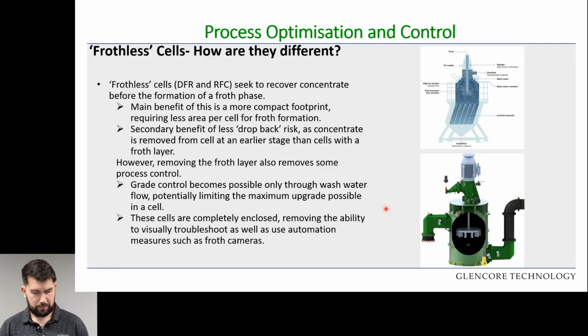And second is that the cells are completely enclosed, and it removes the ability to visually troubleshoot as well as use any automation features such as froth cameras. You will find in most concentrators that operators rely on visual inspection of the froth to quickly and easily troubleshoot problems, and you are removing that ability with this technology.